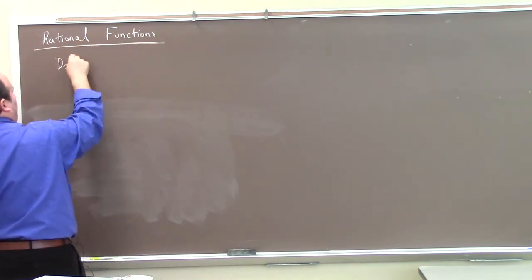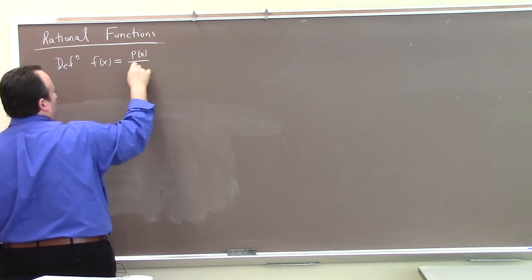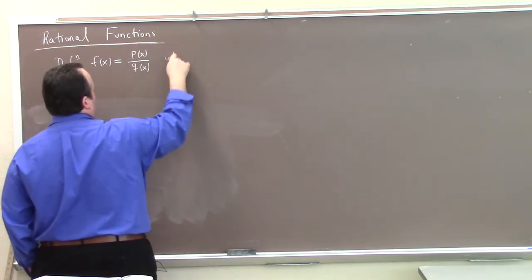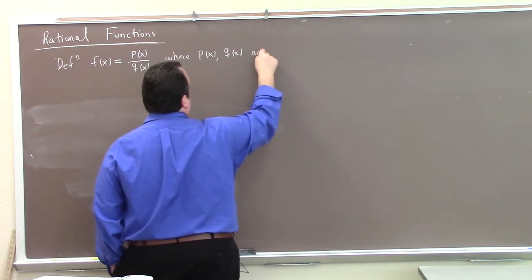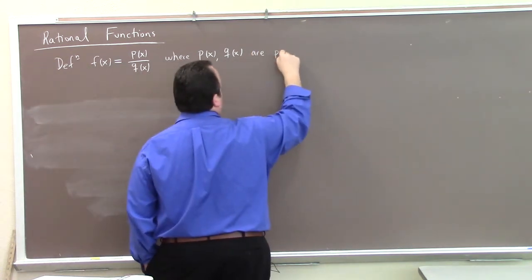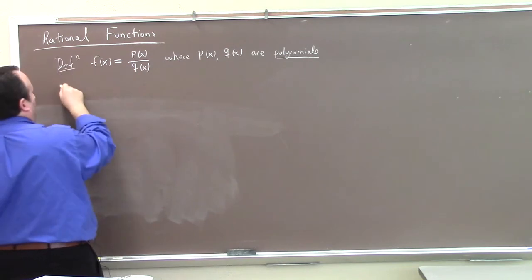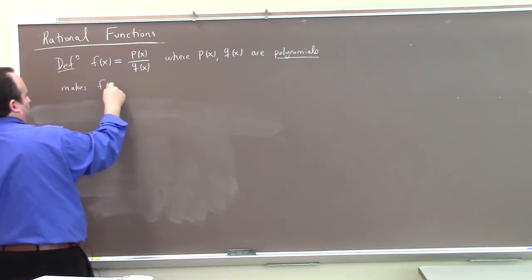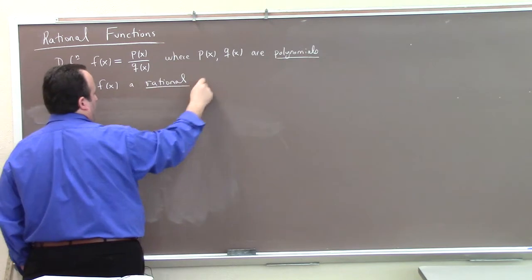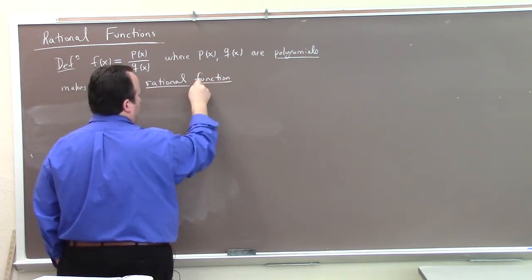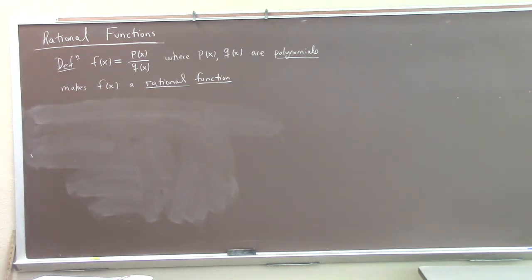So definition: f of x is equal to p of x over q of x, where p of x and q of x are polynomials. That makes f of x a rational function. So that's what a rational function is: a function whose formula is given by the ratio of two polynomials.